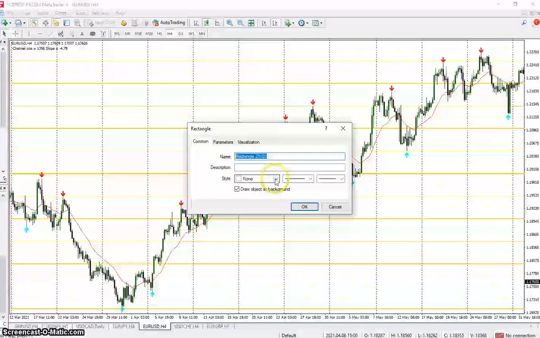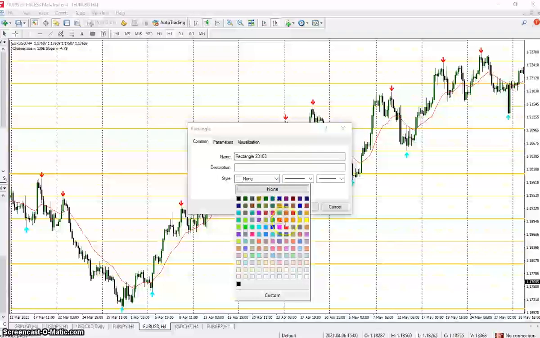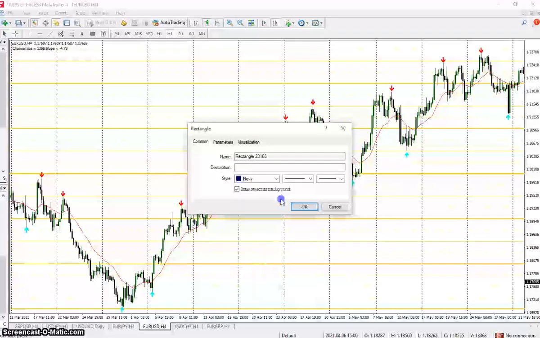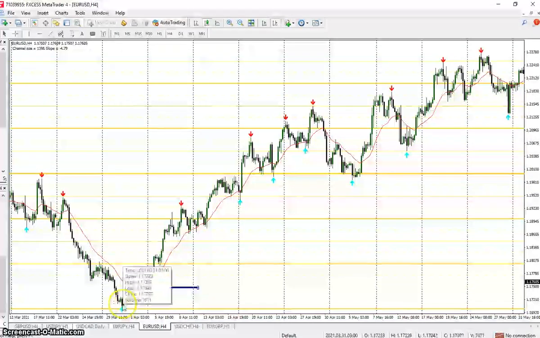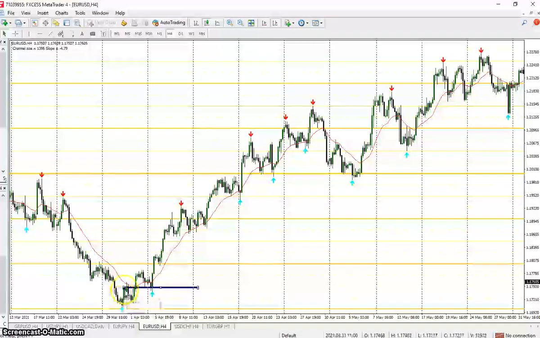Let me put color, please. I couldn't figure it out yesterday, so let me see if I can get it to work. Now this area, I want you to look at this place. Price was going up here. Now it is acting as what? This is now a resistance.